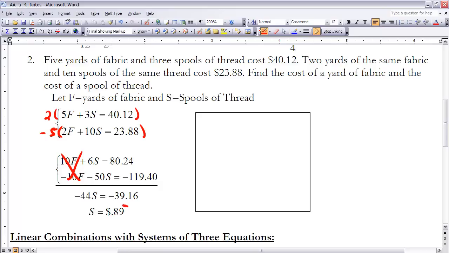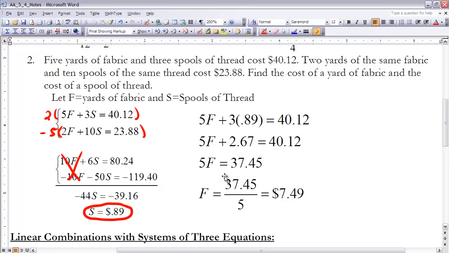Once I have that value, that's one thing that I need to know. The other thing that I need to know is how much the fabric costs.